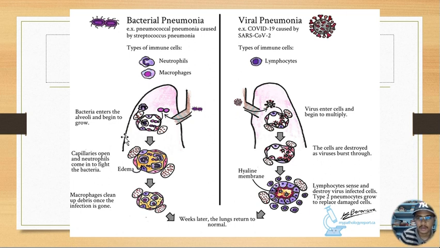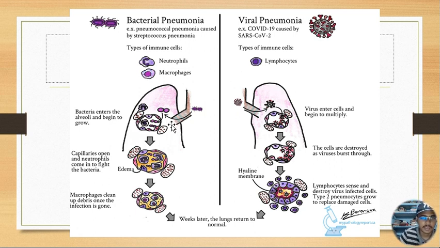Now, let's see a diagrammatic difference between bacterial pneumonia and viral pneumonia. Bacterial pneumonia is mostly caused by bacteria like Streptococcus pneumoniae, or pneumococcal pneumonia, and viral pneumonia is caused by a lot of things. For example, presently we have seen COVID-19 also causes viral pneumonia. The immune cells involved in bacterial pneumonia are the neutrophils and macrophages, whereas the immune cells involved in viral pneumonia are the lymphocytes.